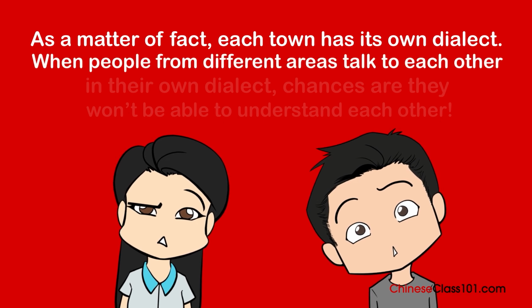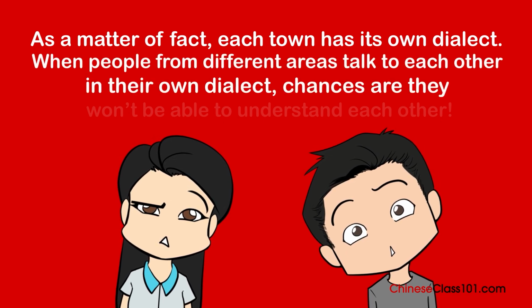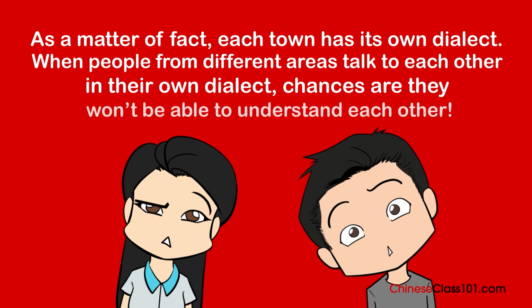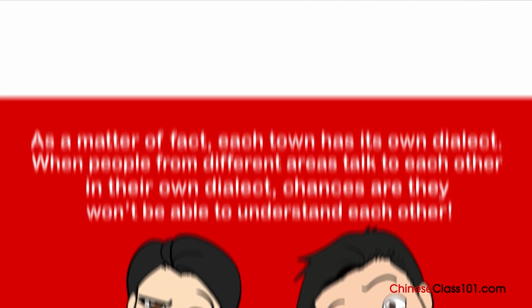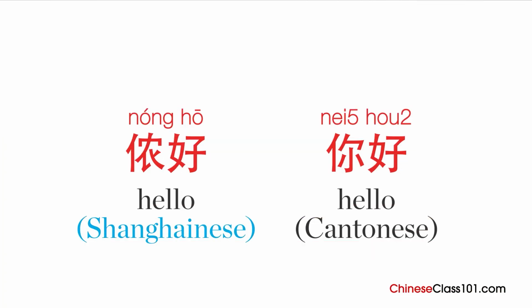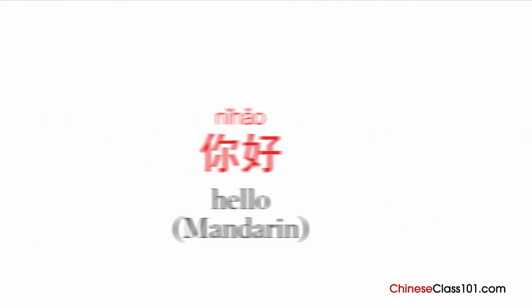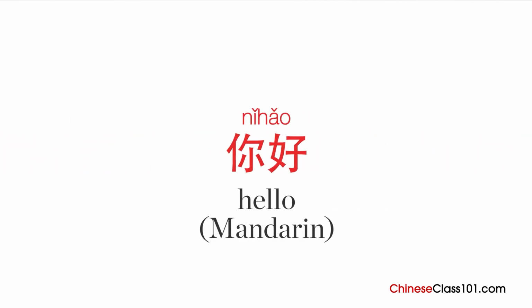When people from different areas talk to each other in their own dialect, chances are they won't be able to understand each other. For example, in Shanghainese, people greet each other by saying 侬好, whereas in Cantonese, people say 你好. That is why a common dialect is needed for more effective communication throughout the whole country. With a standard dialect, we can all greet each other by saying 你好, and nobody gets confused.